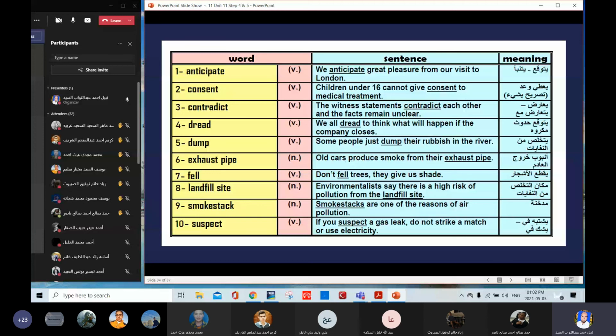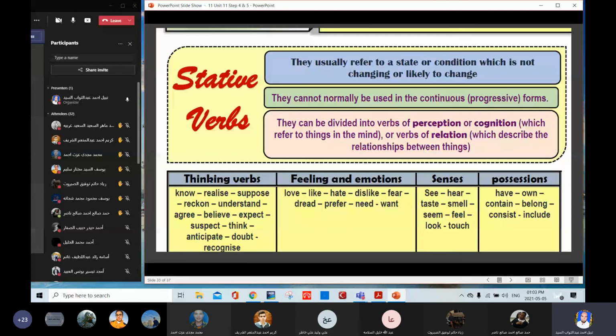Here, stative verbs, as we mentioned, there are two types of verbs. Stative verbs usually refer to a state or condition which is not changing or likely to change. They cannot normally be used in the continuous or progressive forms. These are examples: thinking verbs, feelings and emotions, senses and positions.